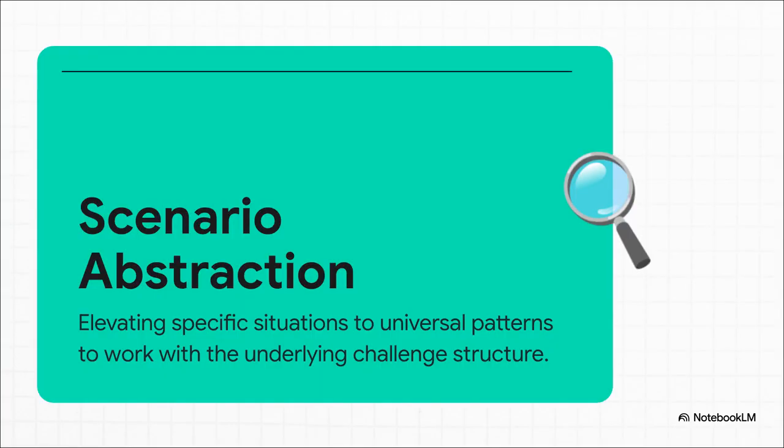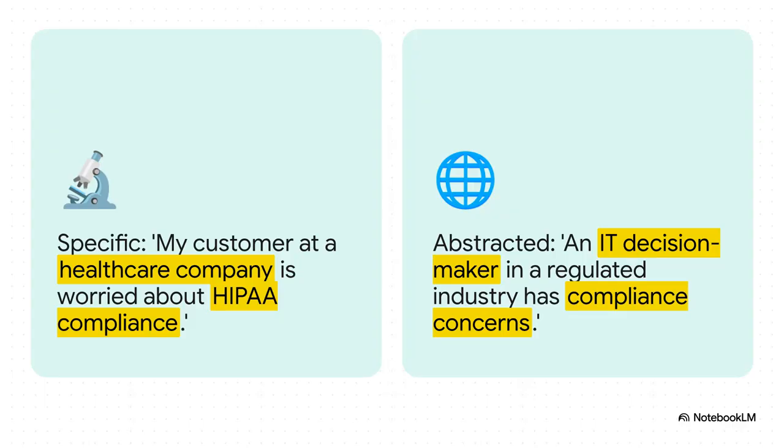Easy. Okay, our second technique is called scenario abstraction. This one is all about zooming out, taking a very specific problem and asking, what's the universal challenge here? It's a really powerful way to think. Look at this example. It's perfect. Instead of getting bogged down in one customer's specific HIPAA concern, you abstract it. Now it's about any IT leader in any regulated industry worried about compliance. Suddenly, the AI's answer isn't just for one person. It's a tool you can use in dozens of different conversations.